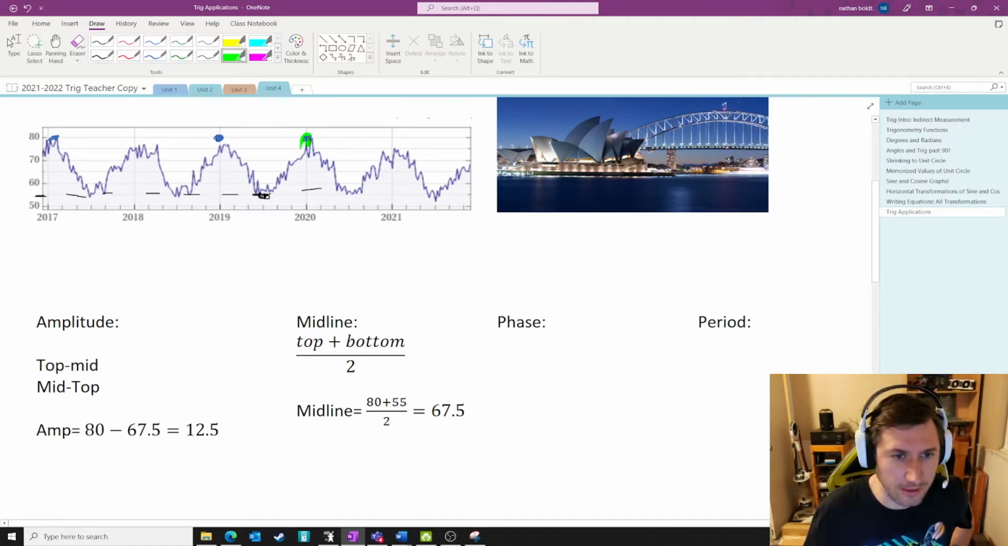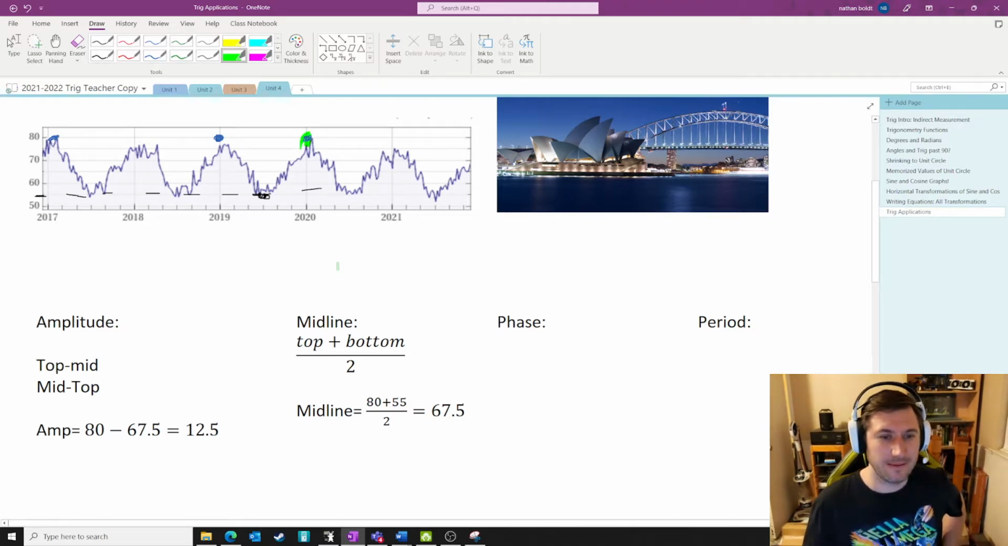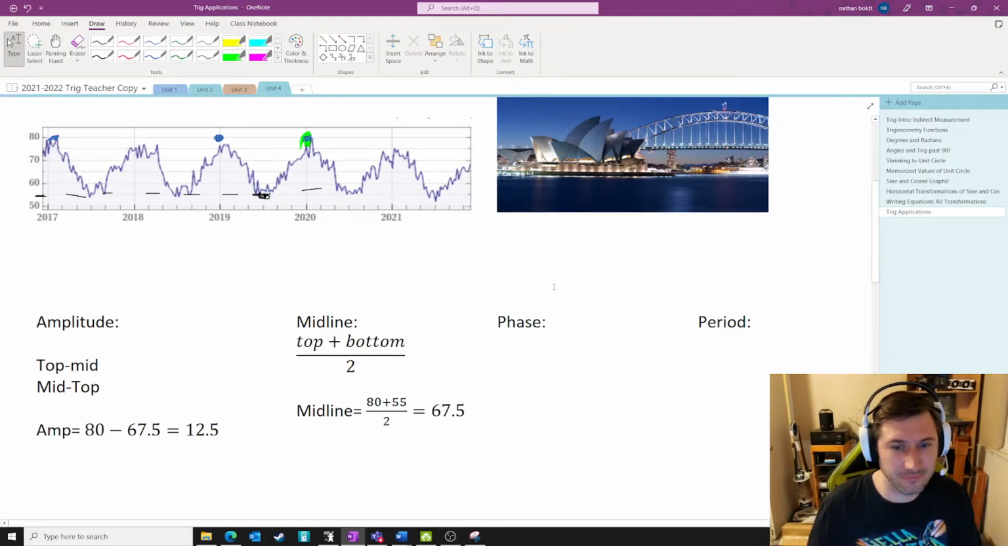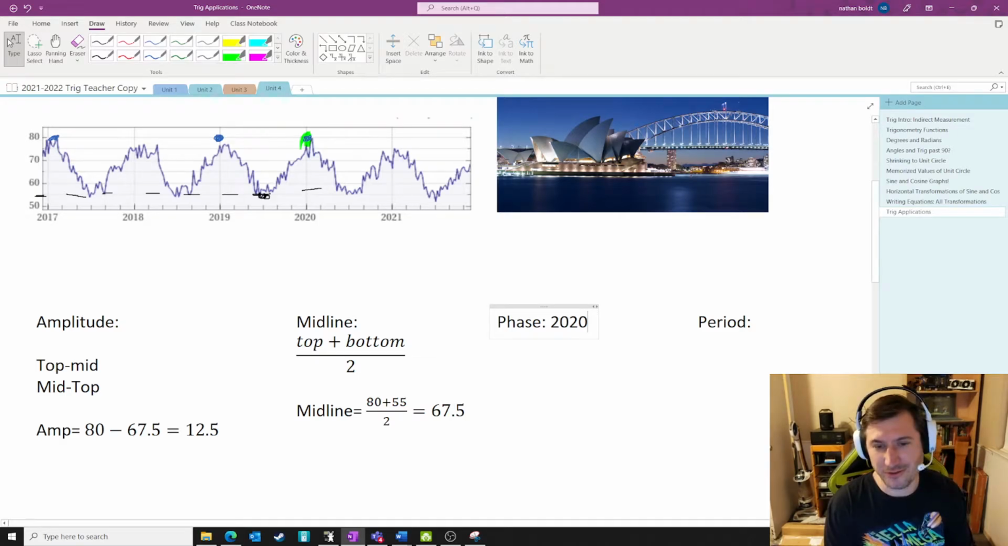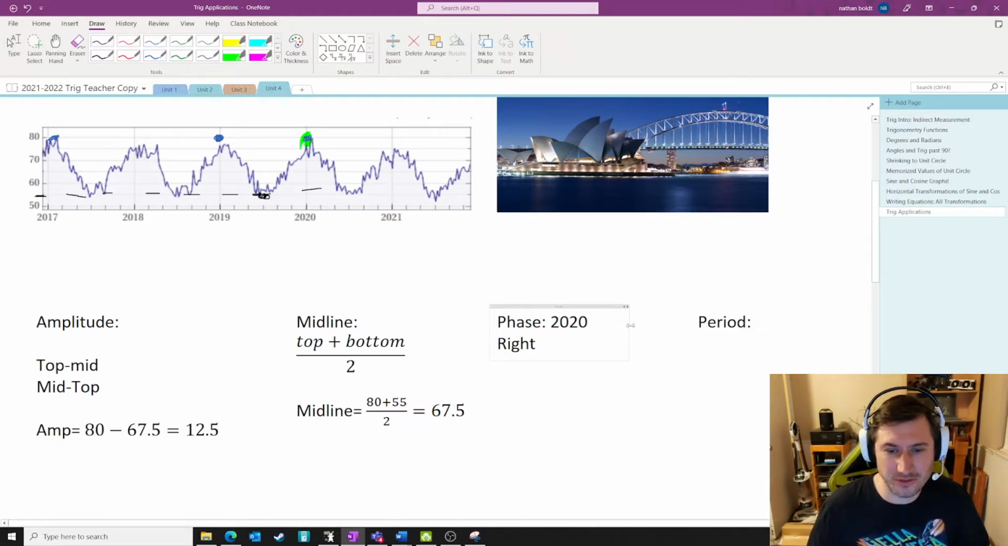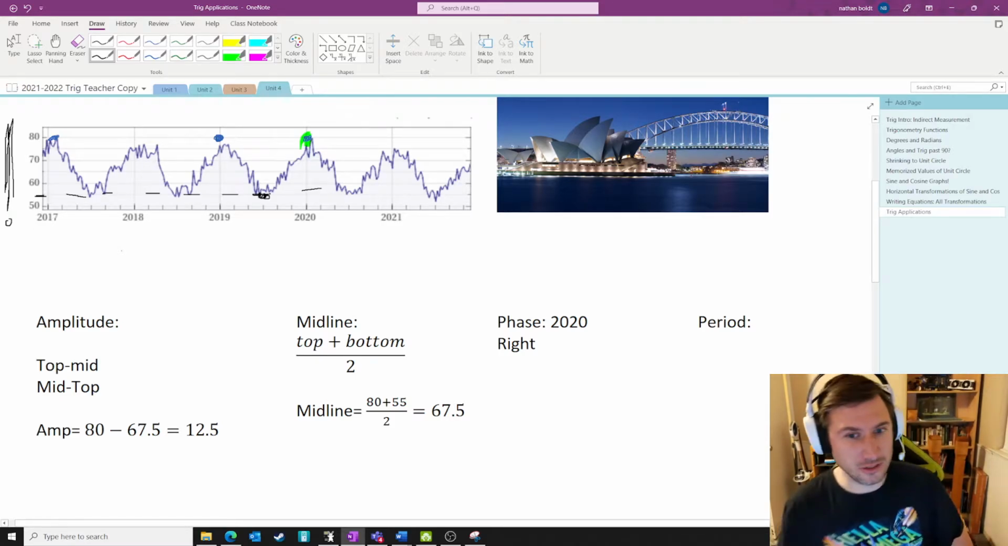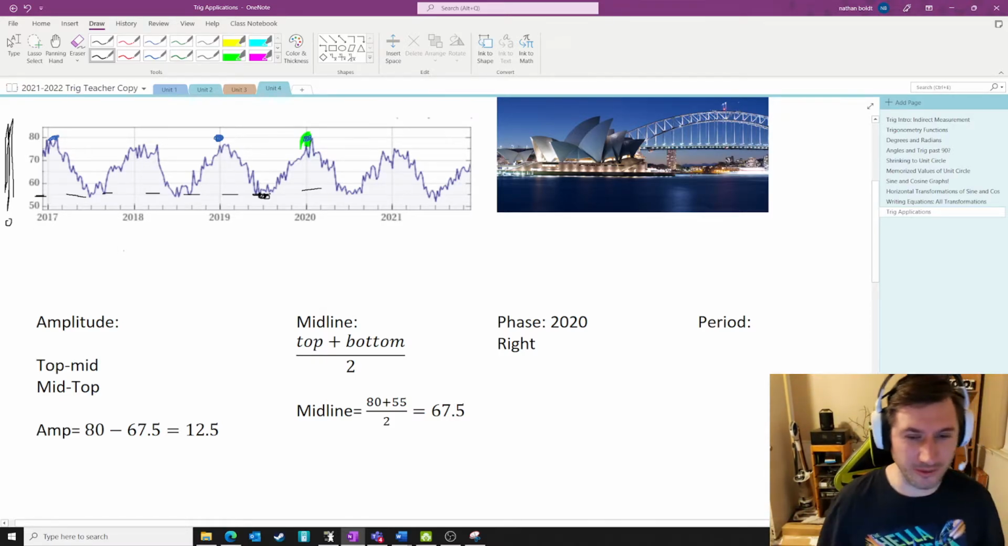Let's go with it. All right, 2020. That's going to be my phase. And this is 2020 to the right. All right, 0 is somewhere off over here, isn't it? The y-axis is way over here at 0. We are 2020 years to the right.